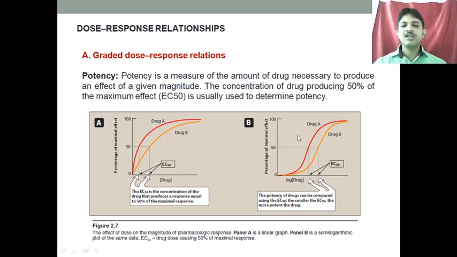Now, which one is the most potent drug? Of course, the drug that produces 50% of the response at a lesser concentration or lesser amount is the potent drug. So drug A is the potent drug, because its EC50 is smaller compared to drug B. Clear?